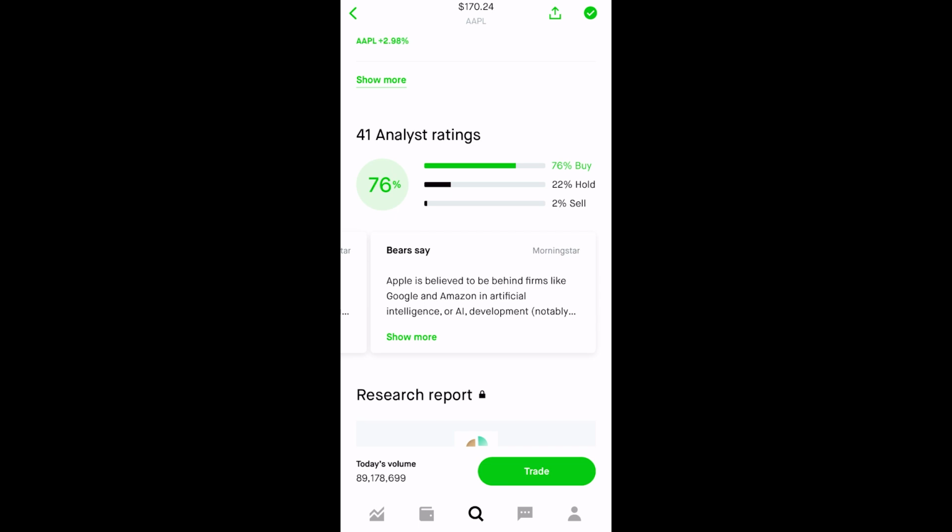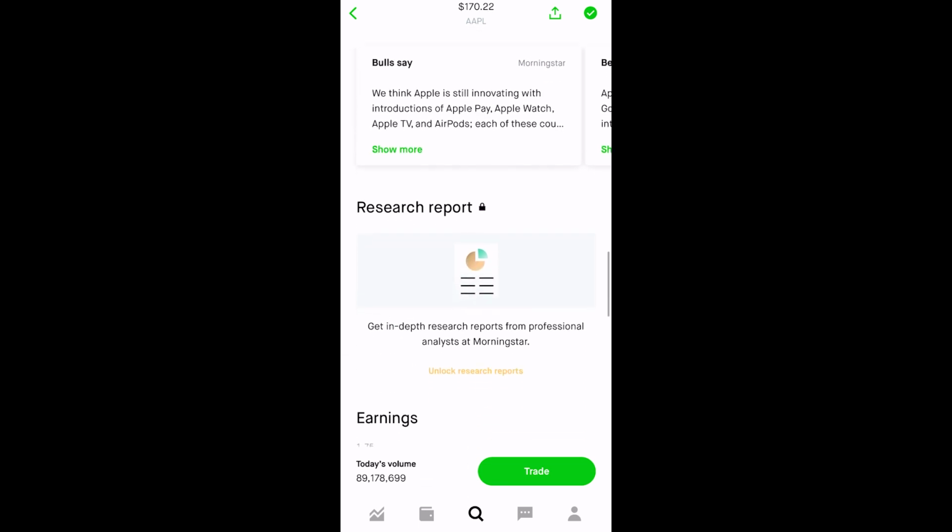So the analysts that think Apple's going to go up over time and the analysts that think Apple's going to go down over time. Now, the research report, you can get more in-depth reports from Morningstar. You can unlock it. It's called Level 2 Market Data, and there's a lot of companies that have this available, but you do have to be a Robinhood Gold member in order to have this activated, which is $5 a month. So if that's something you're interested in, then it is available.